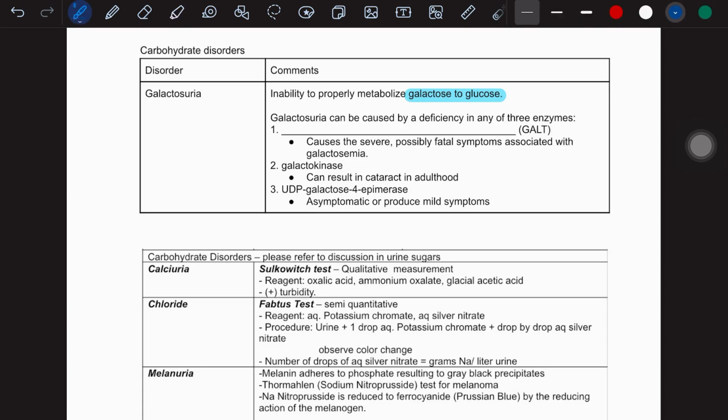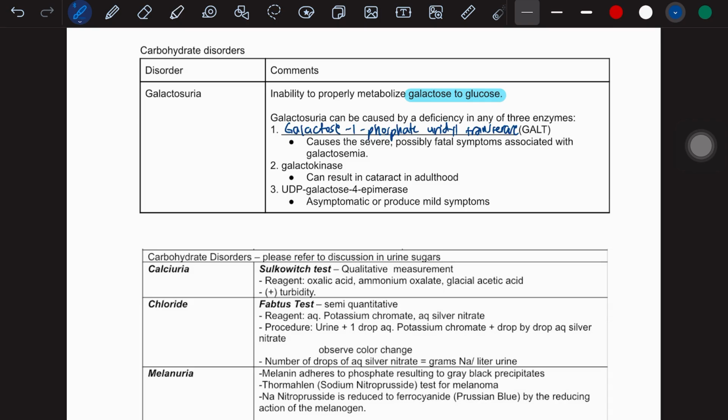So first is galactose 1-phosphate uridyl transferase, or GALT. So that is the first deficiency. It causes severe, possibly fatal symptoms associated with galactosemia. So this one, among the three, is the most severe.